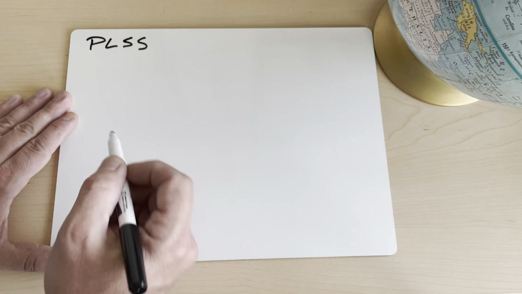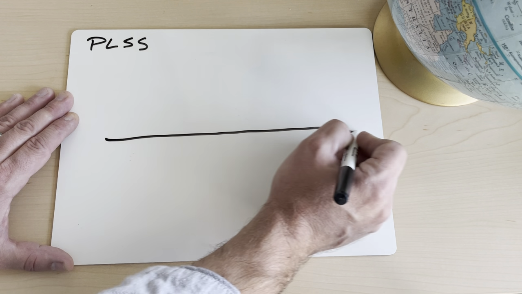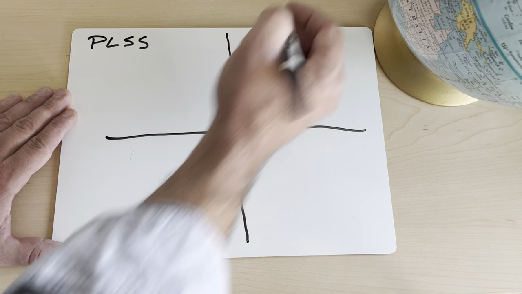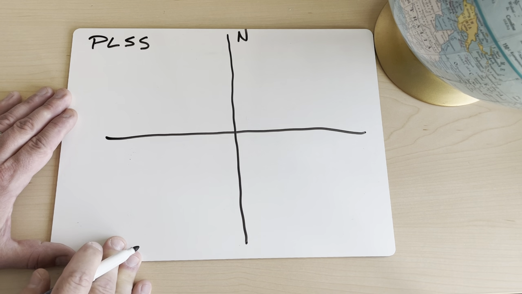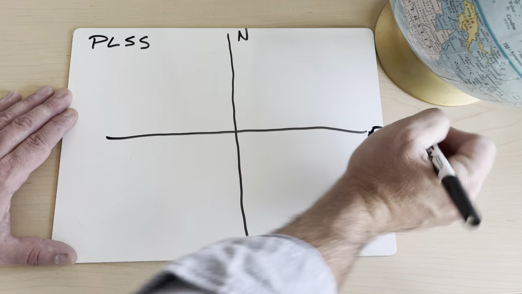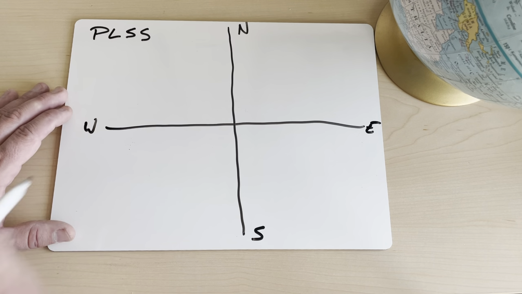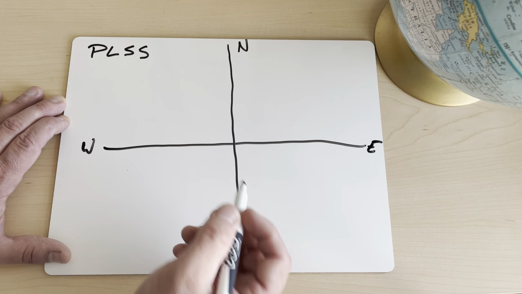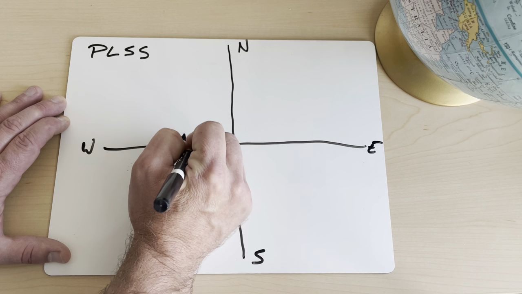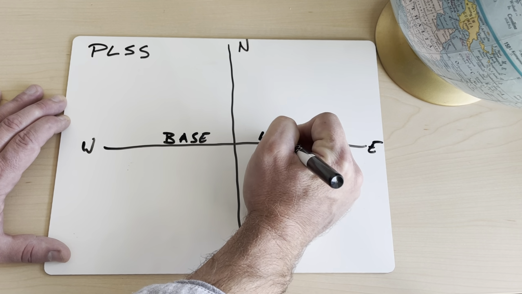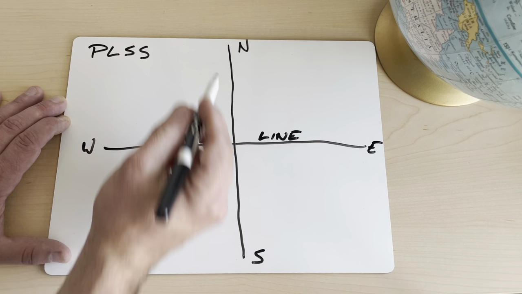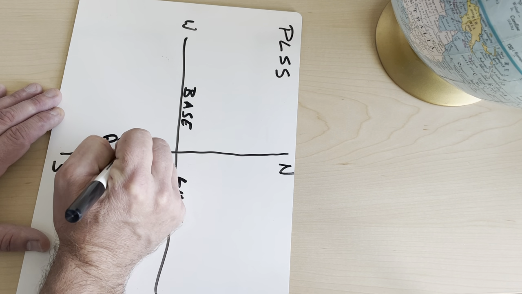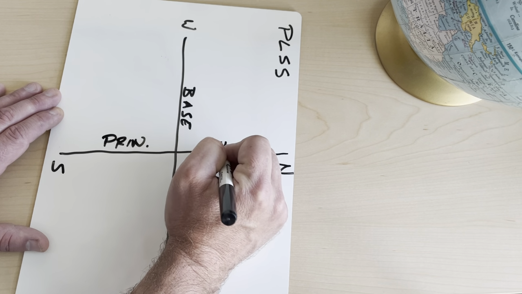To start with, we have a surveyed line that way and that way. And so north is at the top, and therefore east over here, south and west going that way. You dig? All right, so this line here we call the baseline. And then this one going that way, we call the principal meridian.